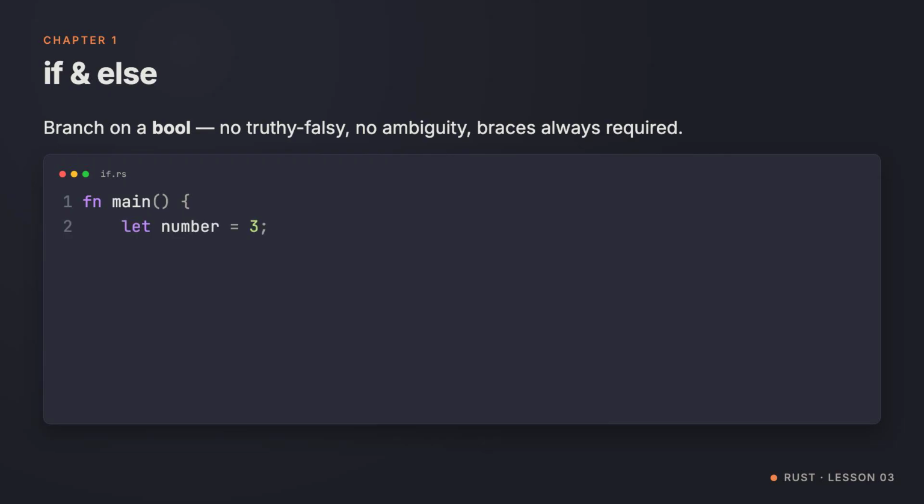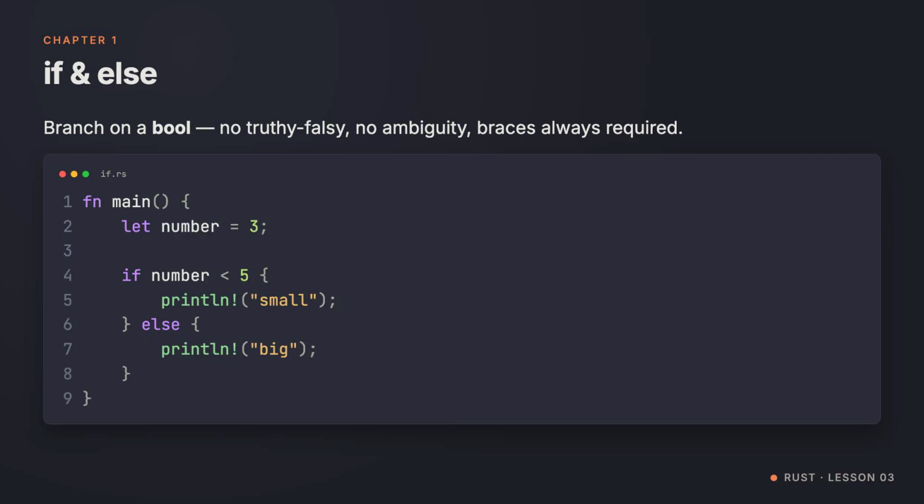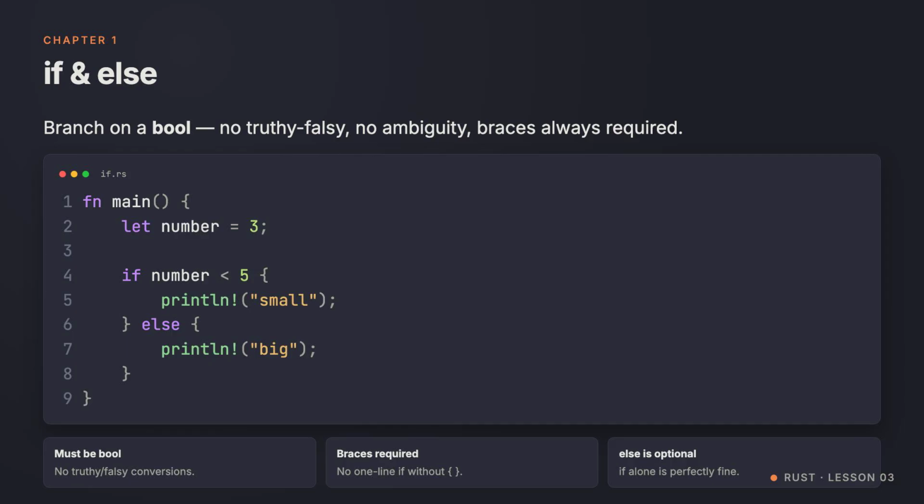The if keyword lets you branch on a Boolean condition. You write if, followed by a condition, then a block of code in curly braces. If the condition evaluates to true, that block runs. You can optionally chain an else block to handle the opposite case, but Rust is picky in a way other languages aren't. The condition must be a bool, literally the value true or the value false.